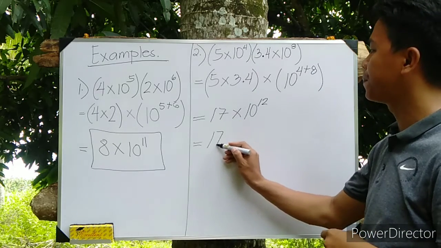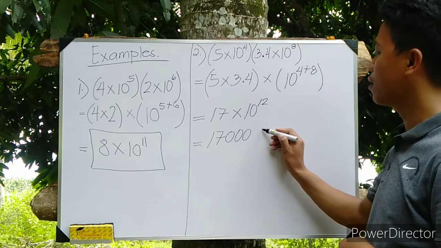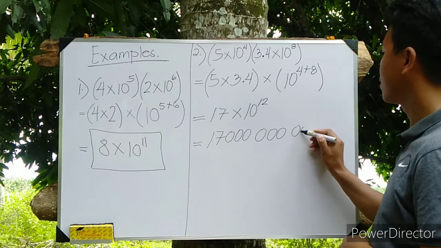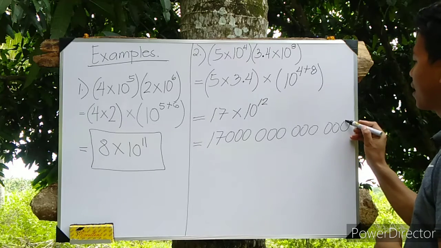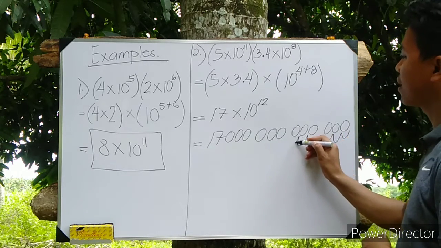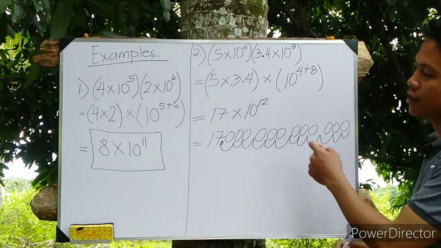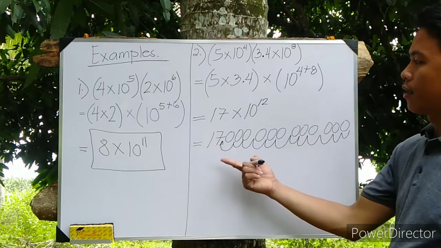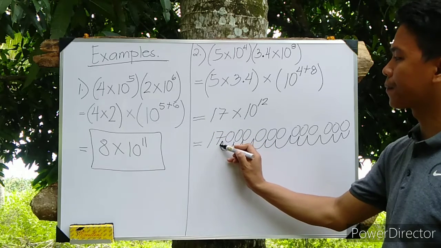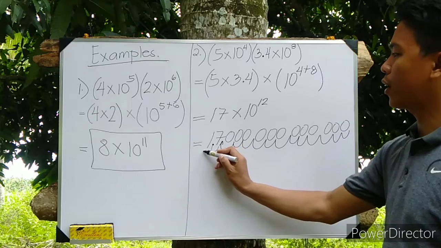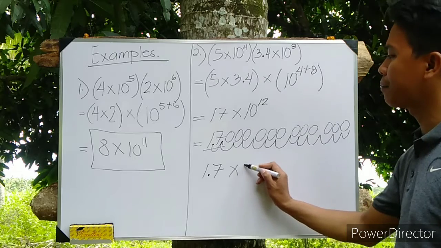That is 17, then 12, ibig sabihin there are 12 zeros. So 1, 2, 3, 1, 2, 3, 1, 2, 3, 1, 2, 3. Okay, so ganito yan siya pagka-move niya. Okay, so the movement shows like this. And nag-end dyan siya because the power is 12. So since 17 is more than 10, so we have to continue the movement up to here. Okay, here, so that we can have our answer, which is 1.7 times 10.